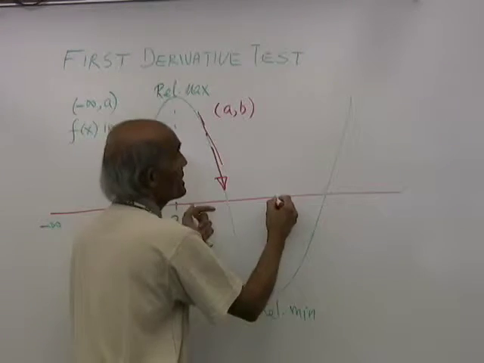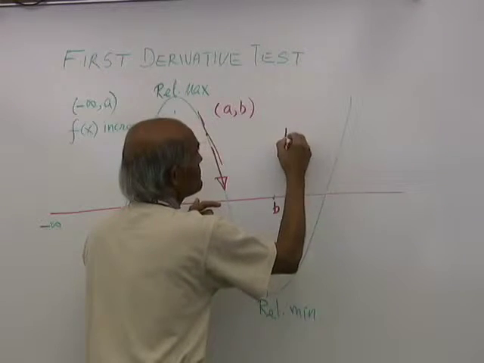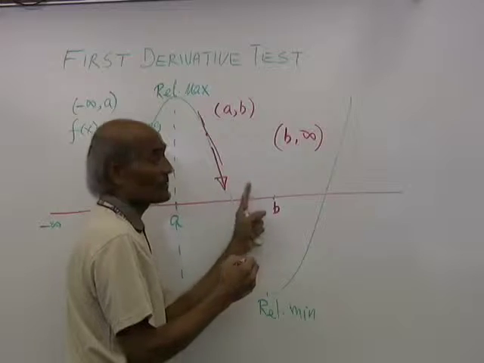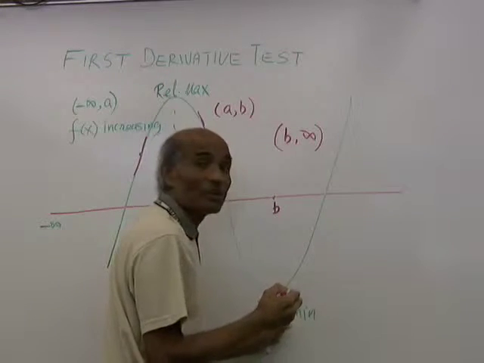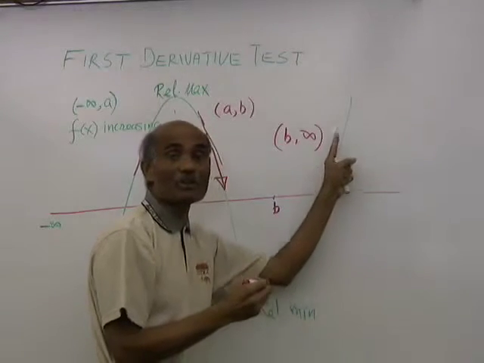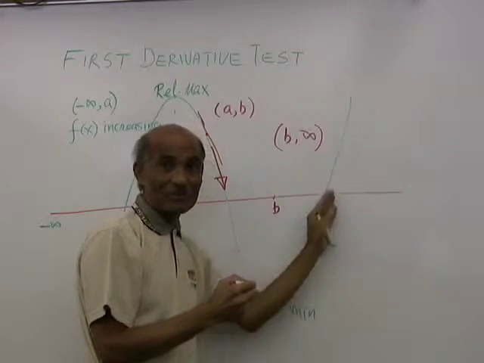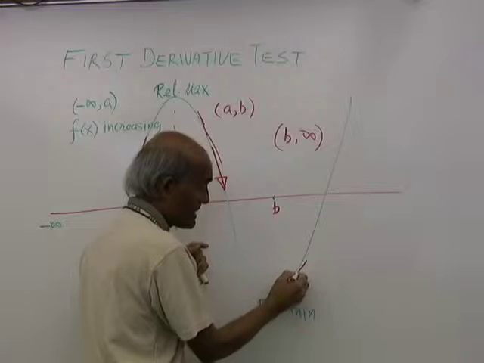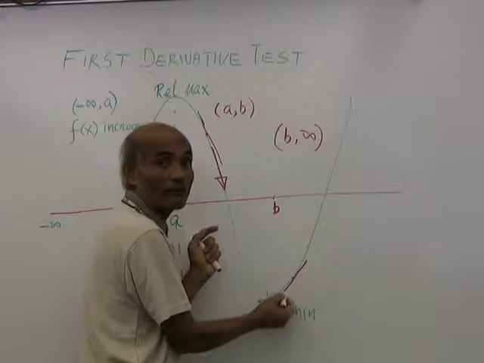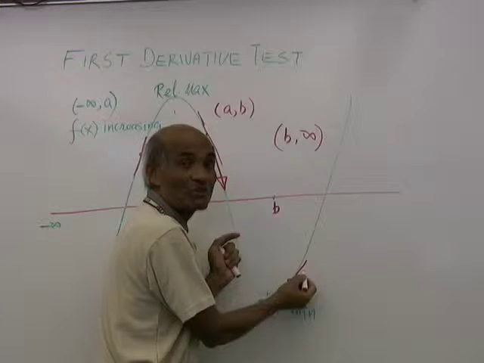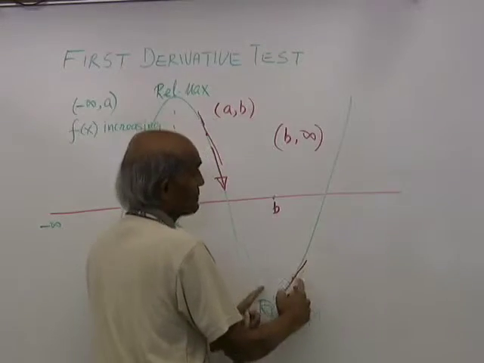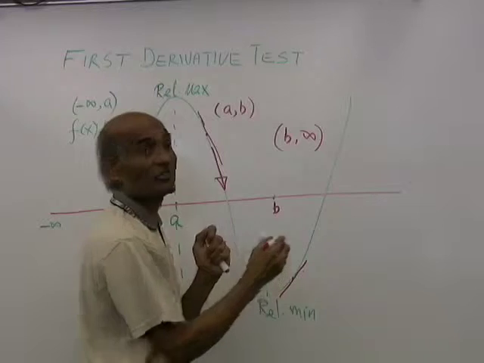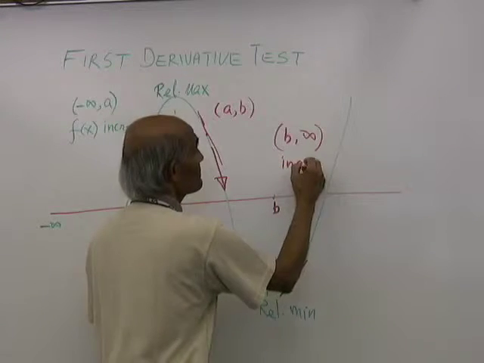And what can you say about the interval from b to infinity? From b to infinity, the first derivative is positive. The function is increasing. You can draw a tangent line anywhere on the graph, it has a positive slope. So the first derivative is positive, therefore the function is increasing.